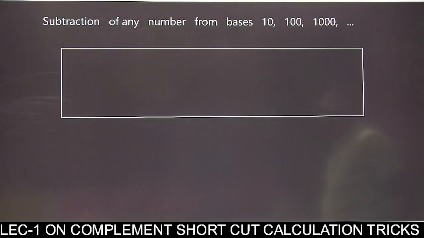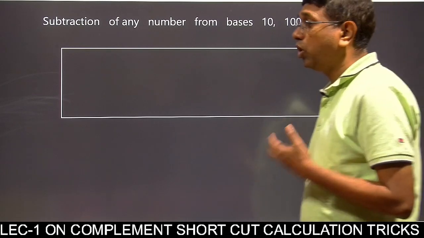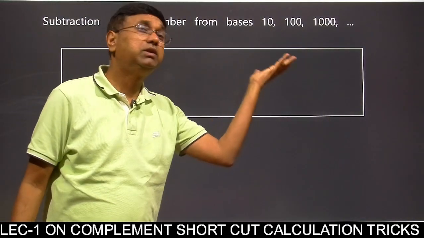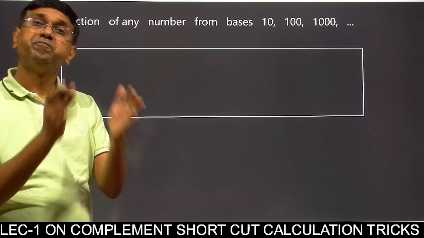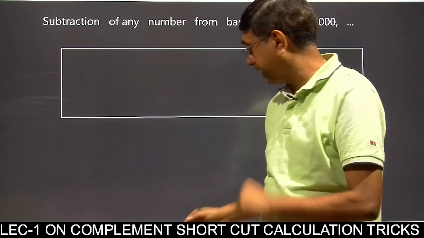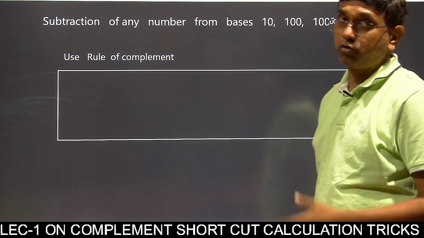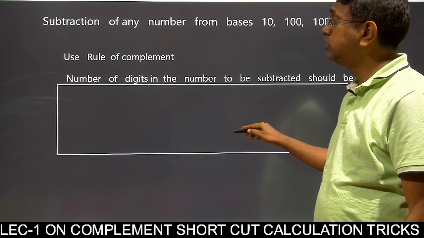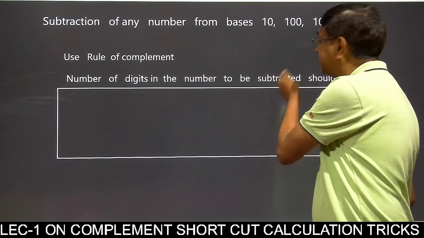So now let's move on to subtraction of any number from bases. So what if we have to subtract the numbers from this? These are very important further in our calculations, the bases which we'll be using. So from 10, 100 or 1000, if I have to subtract any number, the rule 1 says use the rule of complement. Now you have learned what is the rule of complement. Next rule says the number of digits in the number to be subtracted.